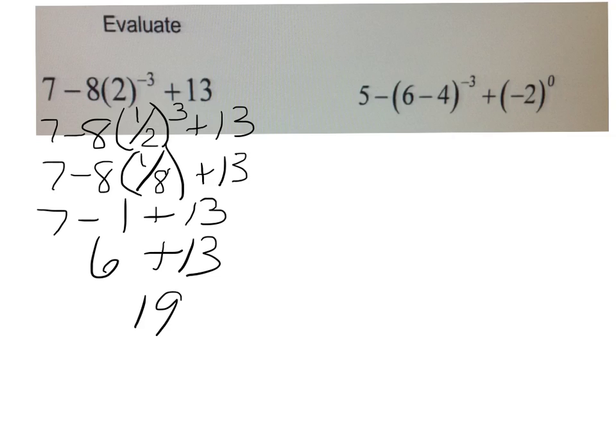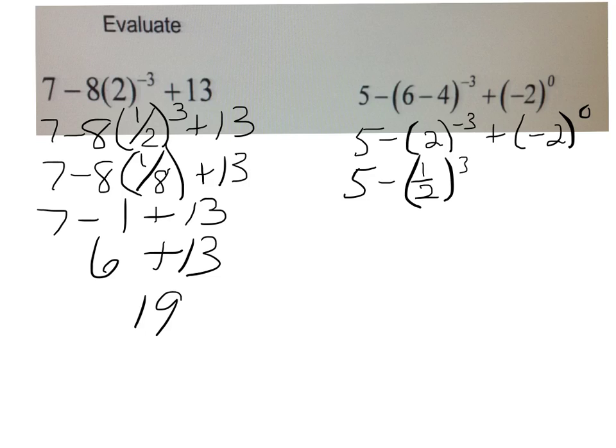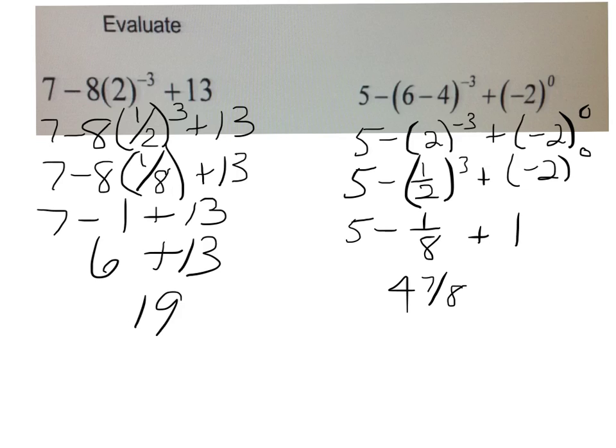In the other example, we do have parentheses, so let's do those first. 5 minus 2 to the negative third plus negative 2 to the 0 power. Let's deal with that negative exponent. Let's take the reciprocal, so we've got 1/2 cubed plus negative 2 to the 0. Okay, now let's take care of the exponents. So 5 minus 1/2 cubed, again we have our 1/8, and anything to the 0 power is 1. We're going to subtract. 5 minus 1/8 is 4 7/8 plus 1, so we're left with 5 7/8.